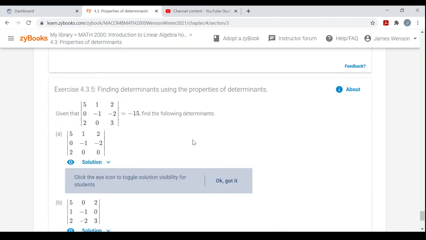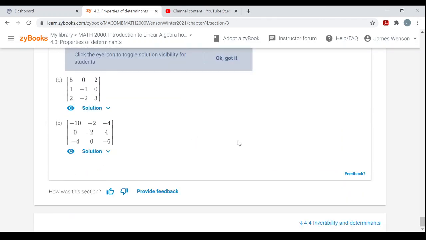All right, so that's it. Properties of determinants. Hopefully this is a good guide for you when you work through section 4.3 on your own. And let me know if you have any questions, of course, and thank you very much for watching.